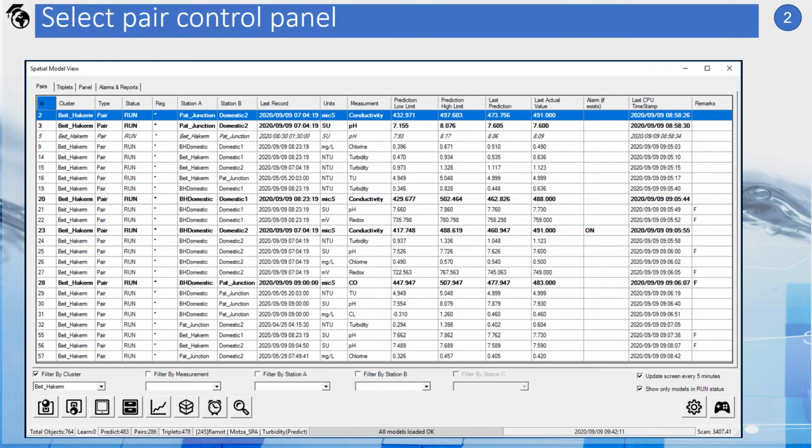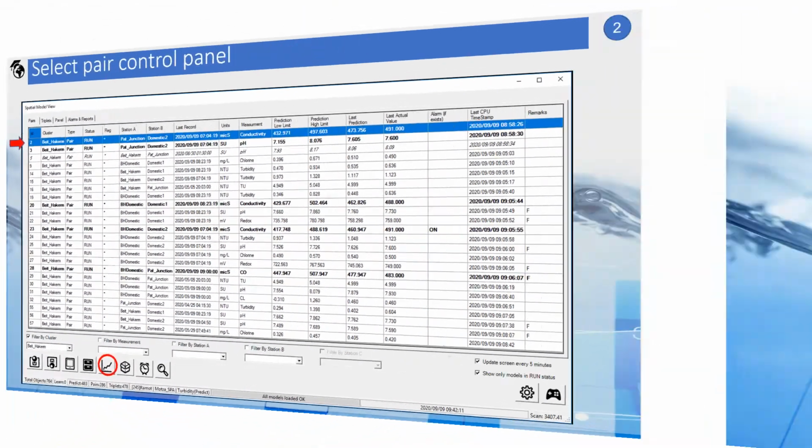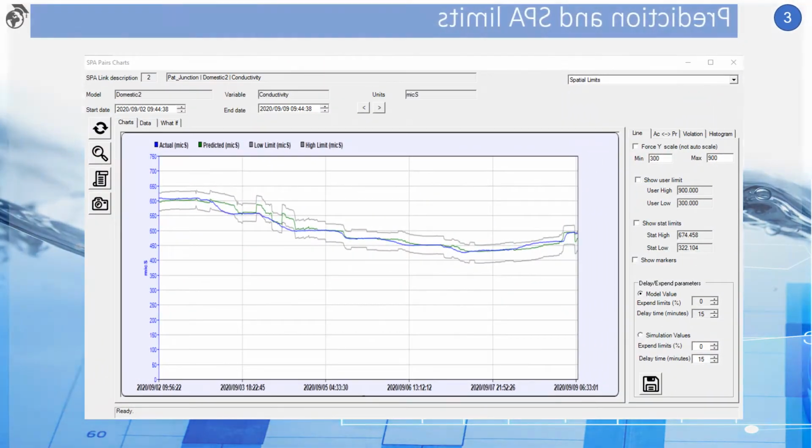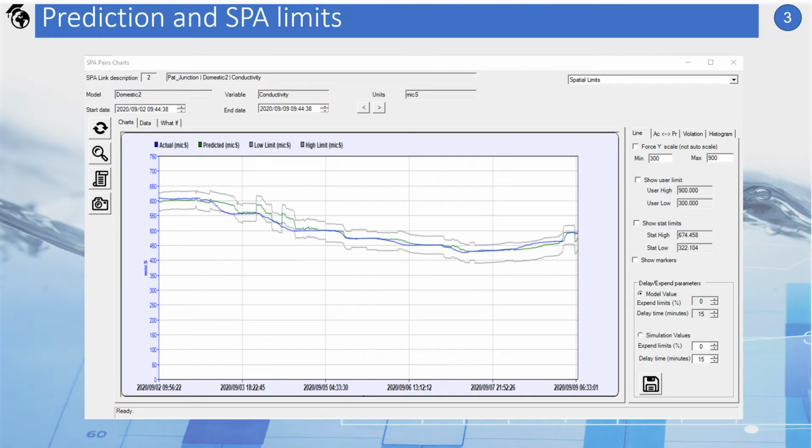You can use several charts to estimate prediction results. You access these charts by selecting a pair from the list of pairs and then clicking on the circled button. Once you click it, the pair charts window will show. The spatial limits chart is automatically displayed as you enter the charts panel.